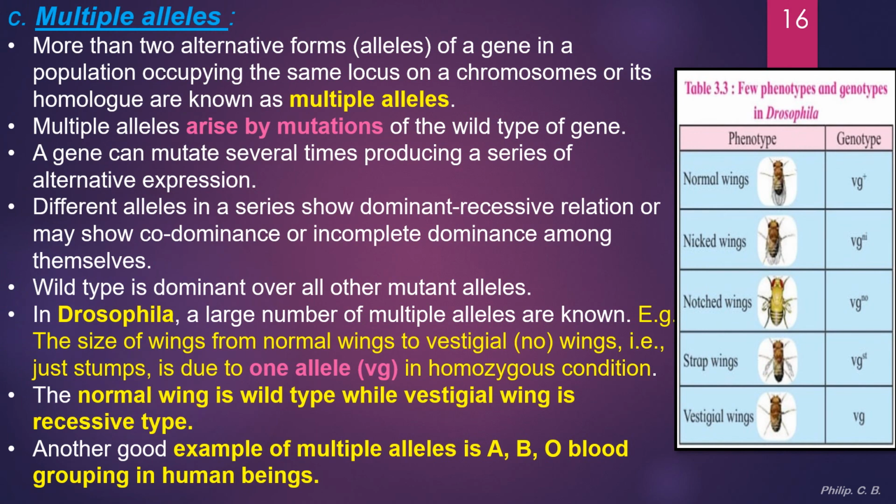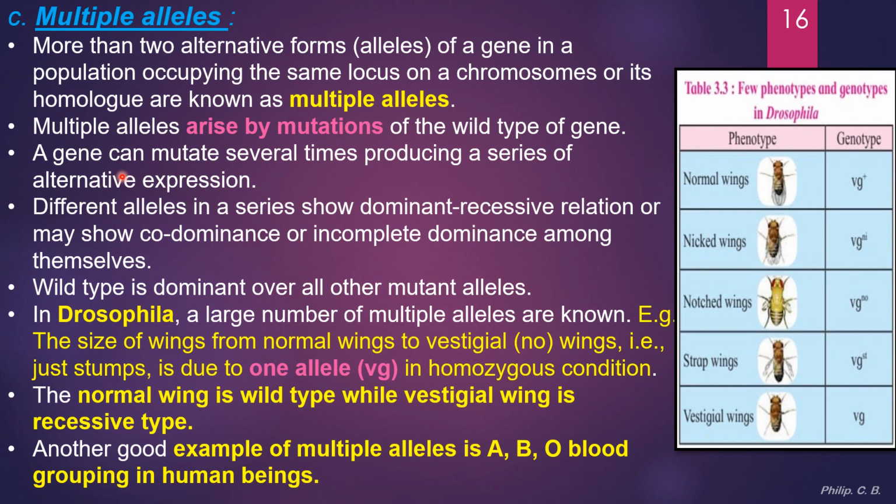Now coming to multiple alleles, the third type. That is, more than two alternative forms or alleles of a gene in a population that occupy the same locus on a chromosome or its homologue are known as multiple alleles. So here what is said is that the alternative forms of a gene in a population occupy the same locus, or the position, in a chromosome. Multiple alleles arise by mutation of the wild type of genes. So when you say multiple, more alleles or factors are seen. And the reason is mutation.